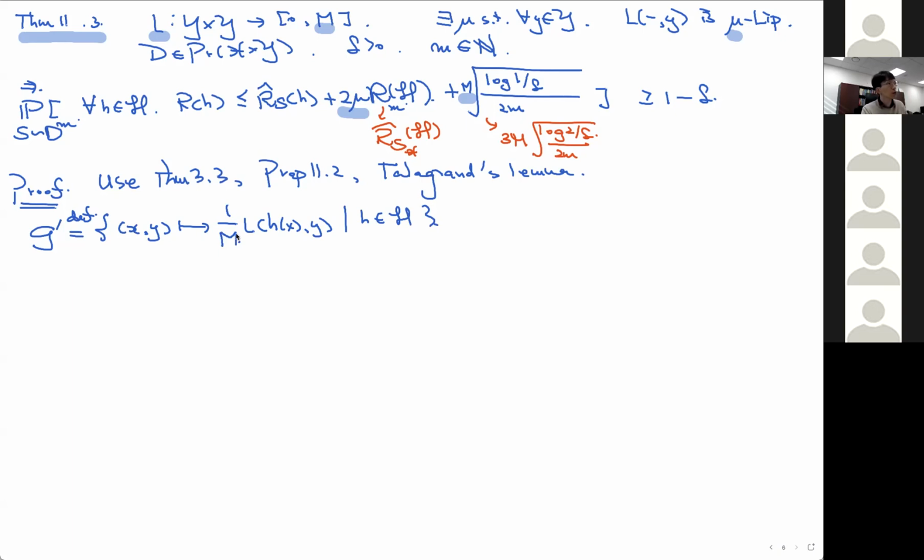If we do so, then every function in G prime is small, because the range of the loss function is 0 to M. If we multiply by 1 over M, the range becomes 0 to 1. So then we have a collection of measurable functions from some input space, like (x, y), to the output, which is 0 to 1. That's the context where we can apply theorem 3.3.